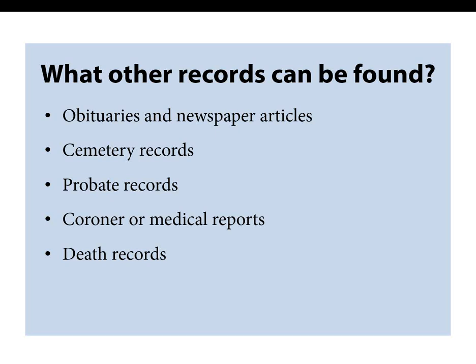So what other records can be found? Obviously, you can look for obituaries or newspaper articles. You could look for a death record or a cemetery record. In some cases, there could be coroner or medical reports available. And then, of course, probate records.